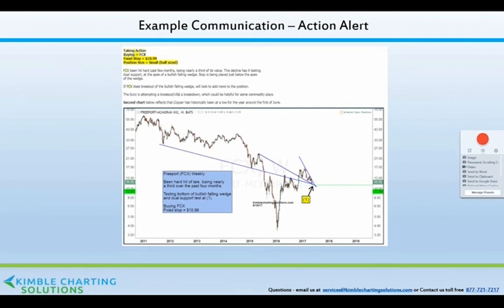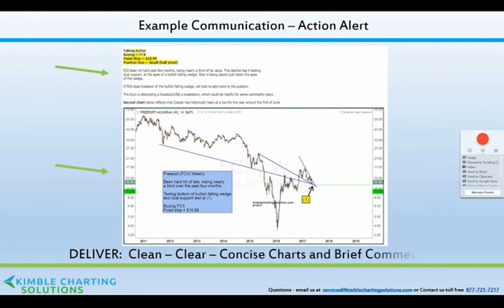But this is an action alert that went to premium members recently on FCX. This is the extent of the commentary, here and here. We're not looking to write white papers, folks. There's lots of people who are willing to do that, and so if you want to read them, great. There's nothing wrong with that. Again, our job is to keep it short, sweet, and to the point, give you the main reasons why we're taking action on a particular asset, and of course, the pattern itself that we're looking to take action on. That is the extent of an email communication where we took action to buy Freeport recently. Again, clean, clear, and concise.